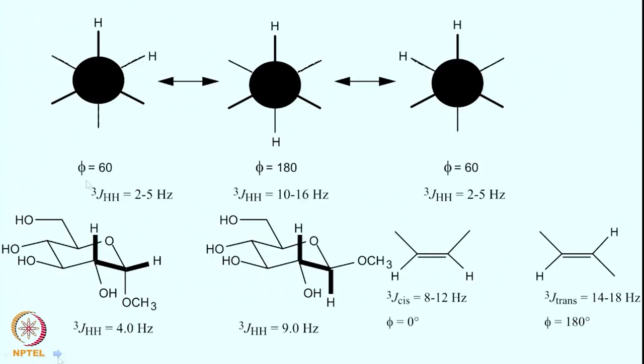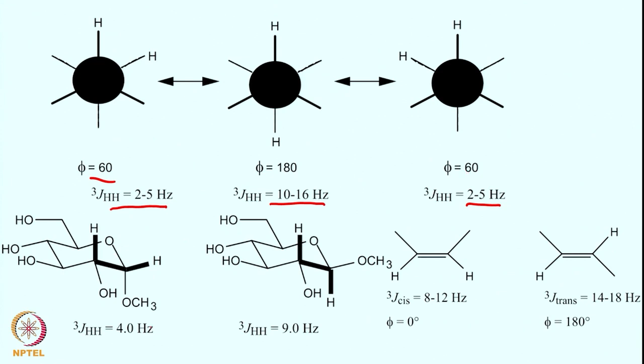So here, if the phi torsion angle between these two planes, so this is a plane, is around 60 degrees, you have a three bond proton-proton coupling of 2 to 5 hertz. If it is 180 degrees, then it is 10 to 16 hertz, and if it is 60 degrees, it is 2 to 5 hertz. So depending upon how they rotate, you can see the three bond J value is changing. If we can experimentally determine this J value, we can calculate the phi torsion angle.